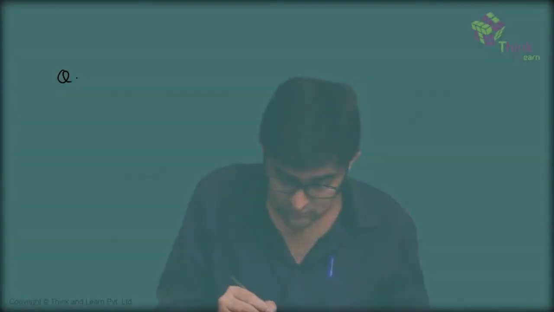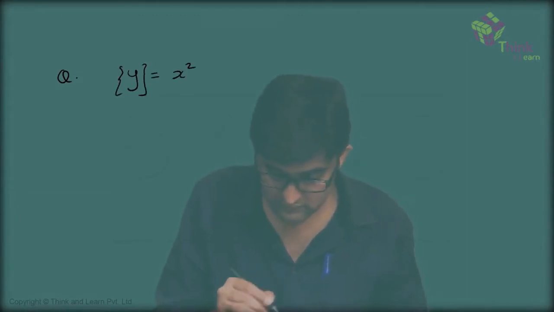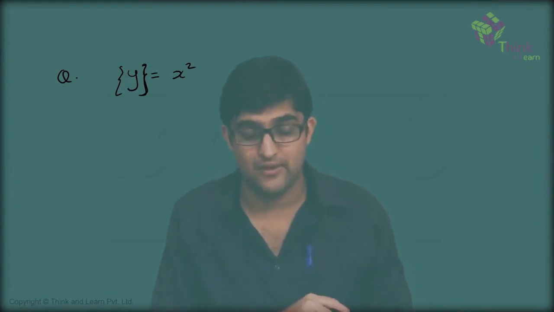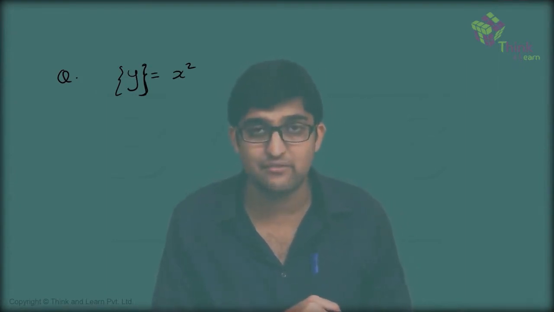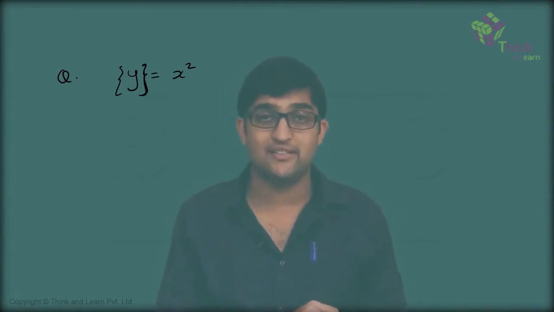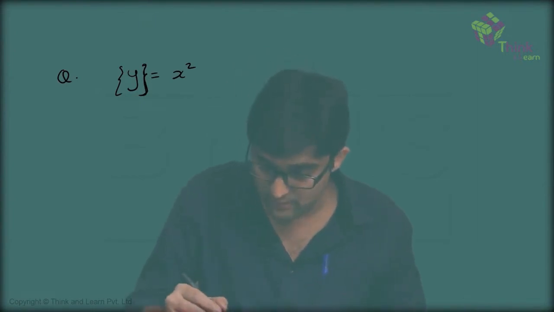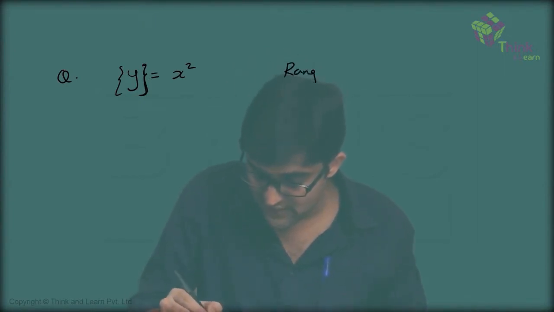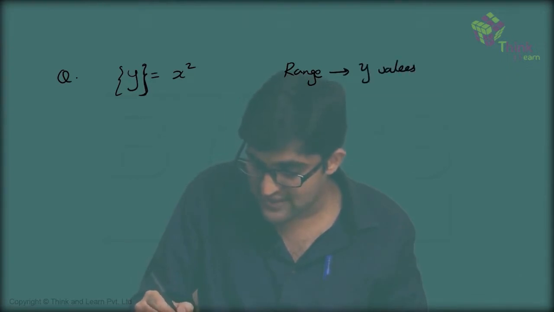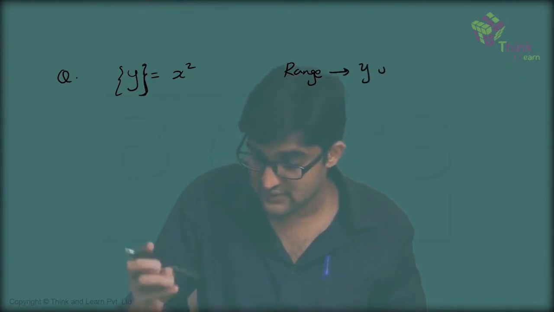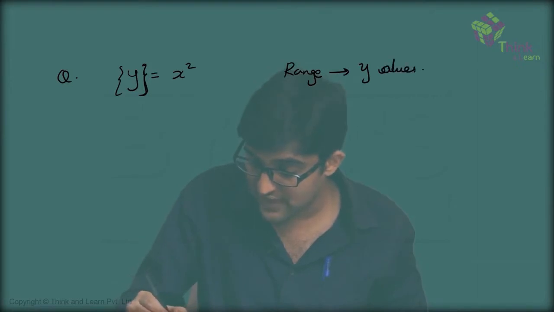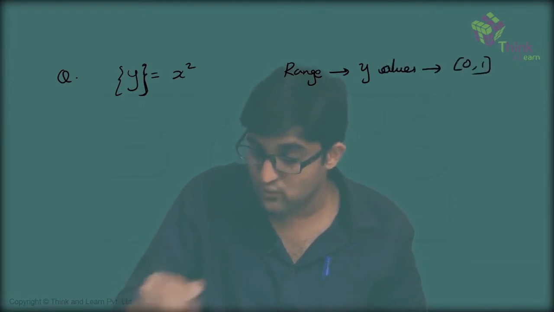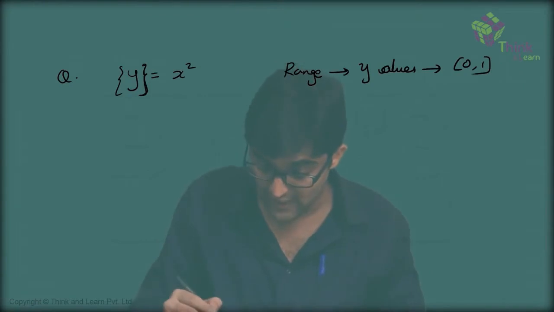You are asked to do this. That is, I am telling, take the fractional part of the function y is equal to x square, but not the y side of it. Quite simple. You know that the range of this function, that is the values of y, should always lie between 0 and 1.